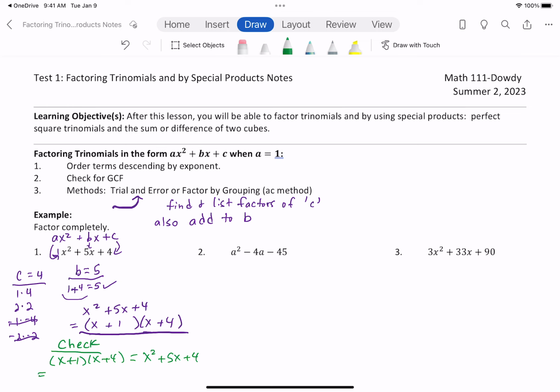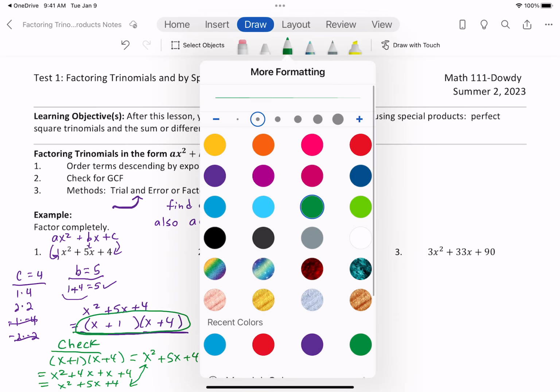So if I multiply the first times the first, x times x is x squared. If I multiply the outside, x times 4 is 4x. The inside, 1 times x is 1x. And the last, 1 times 4 is 4. And if I collect those like terms, you see I am going to get x squared plus 5x plus 4, which is indeed the original problem. So I know that x plus 1 times x plus 4 is the correct factorization.